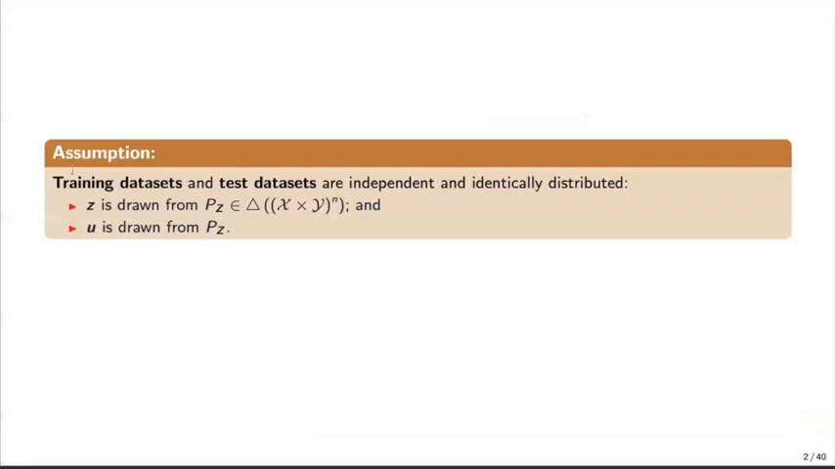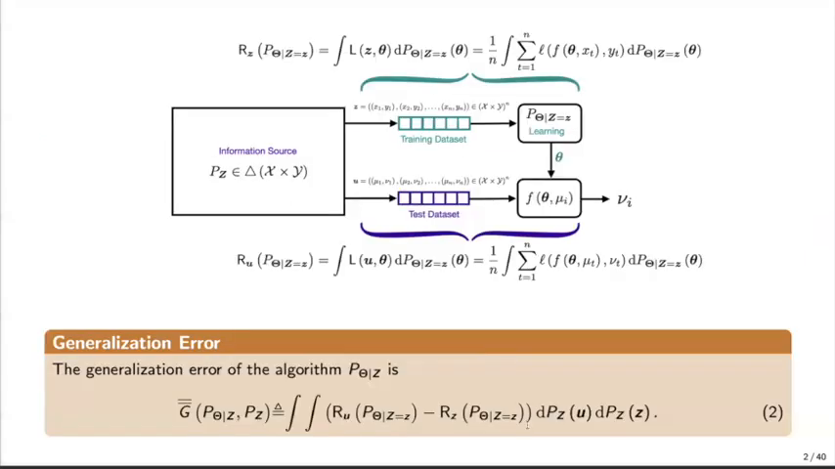Exactly. So we have an assumption. We say both training and test are sampled from the same probability distribution, but they are independent. So that's why we see here the product of two measures, but these two measures are the same measure. PZ is the measure of the data. Okay, thank you. Yes. That is key.